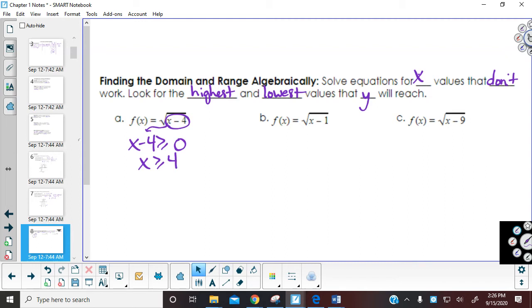So if we think about our interval notation, that means your domain, your 4 is included, and because it's greater than, it's going all the way to infinity. And again, you have a parenthesis whenever you have infinity. And then you want to think about the highest and lowest values that y will reach. So in other words, you want to think about the square root of something.